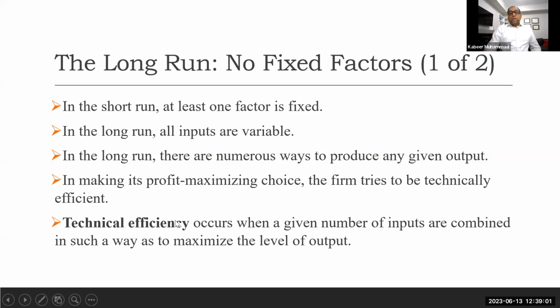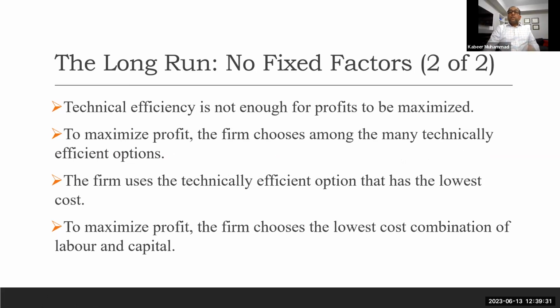So when a number of inputs are combined in such a way as to maximize the level of output, this is what we call technical efficiency. So for the profit maximizing choice, the first is we have to adopt a technically efficient way of production. The second is that's not enough, because it is also possible that a technically efficient way of doing some business is expensive, its cost is very high. So that's not the only criteria we have to apply in order to find cost minimization. The other criteria is that the firm chooses among the many technically efficient options the option which has the lowest cost.